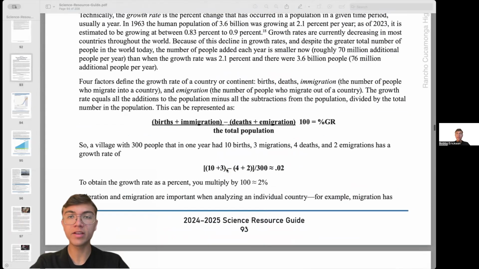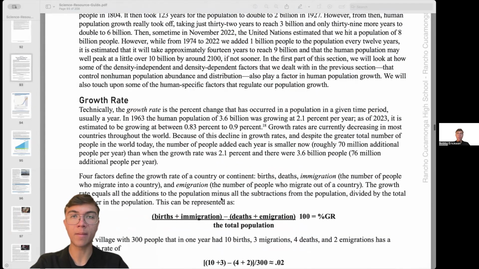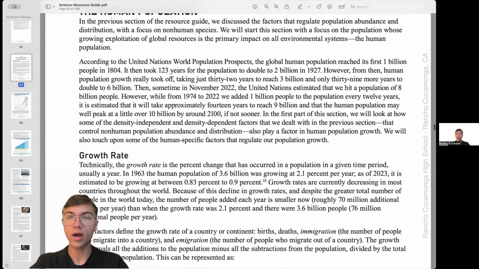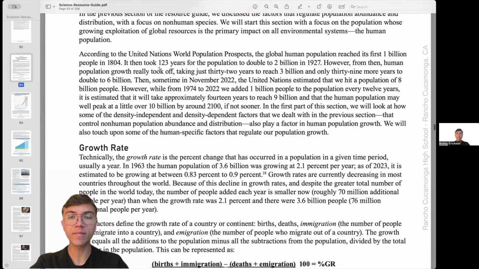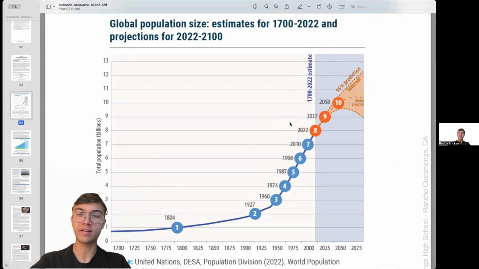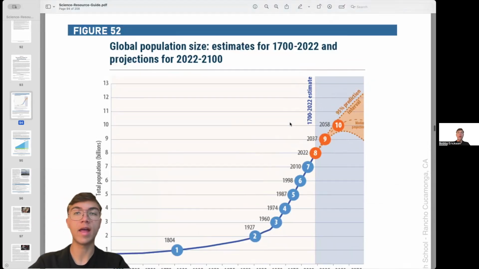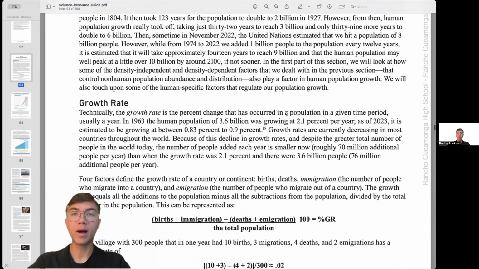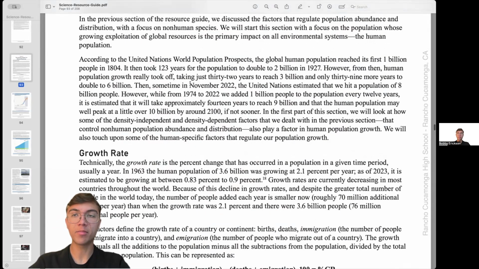If we take a look at how the population has grown, we can look at some of the specifics. If you actually memorize this chart, it's going to be a lot easier for you on the tests. You'll know, oh, it doubled from 1974 to 2022 and so forth. We can also see that it was in November of 2022 that we were reported to hit 8 billion. And you might need to know that.